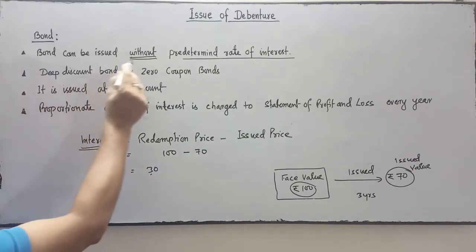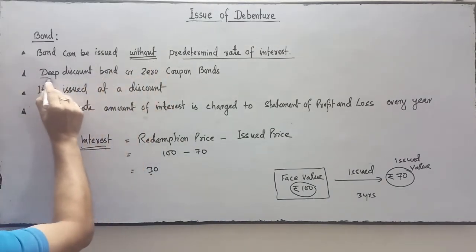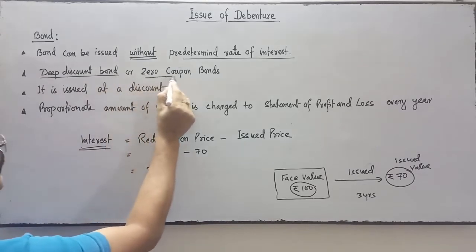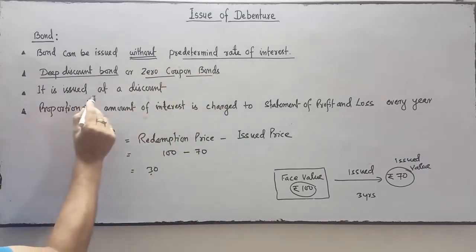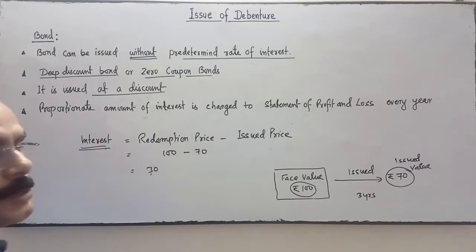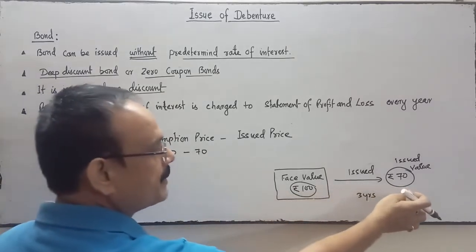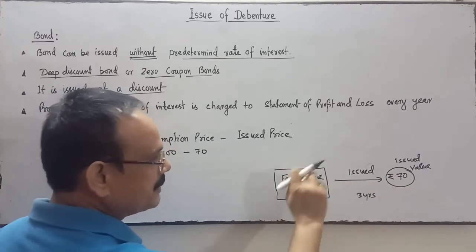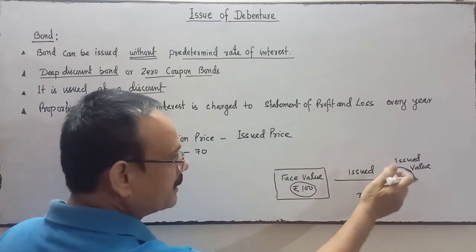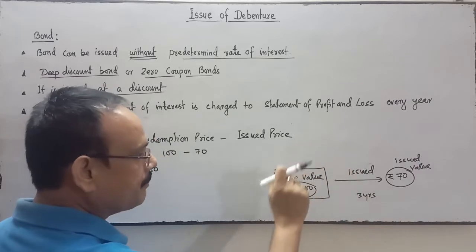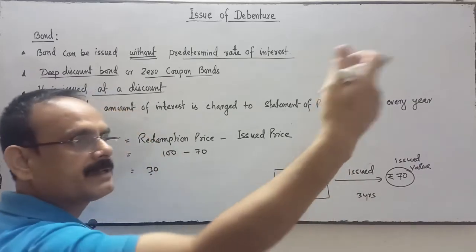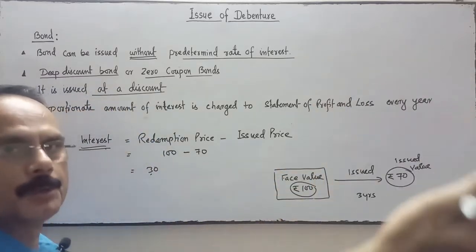The example of the bond is a deep discount bond, which is called a zero coupon bond. It is issued at a discount, at a deep discount. As I said, a 100 rupees bond is issued at rupees 70, but at the time of redemption, the company will pay 100 rupees to the debenture holder, bond holder.